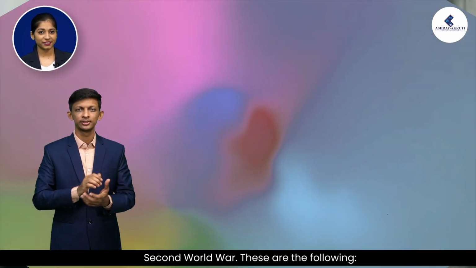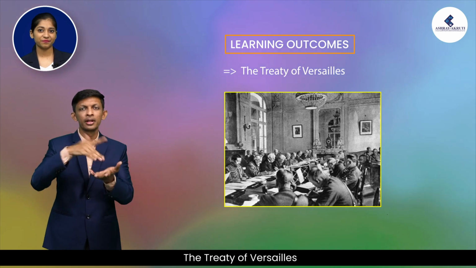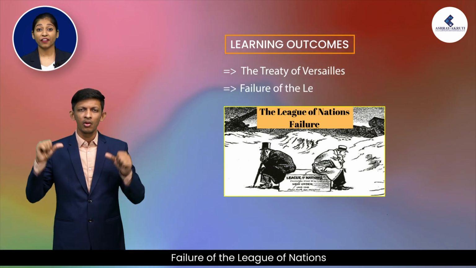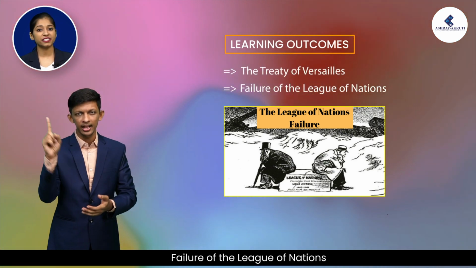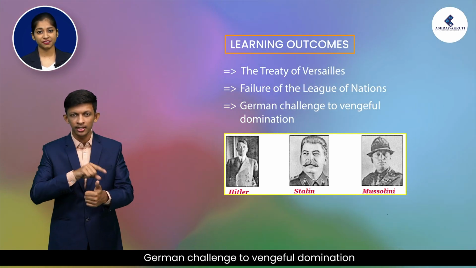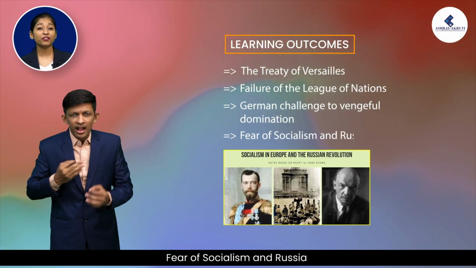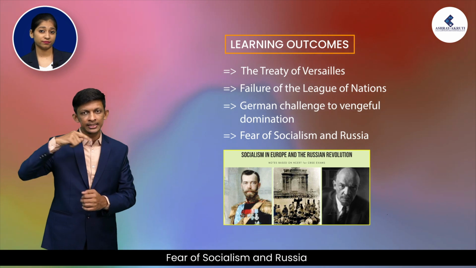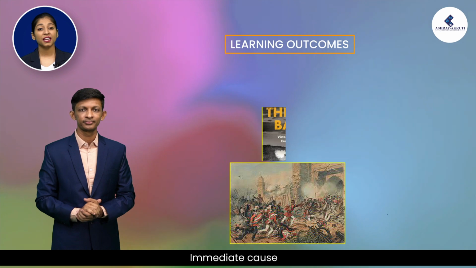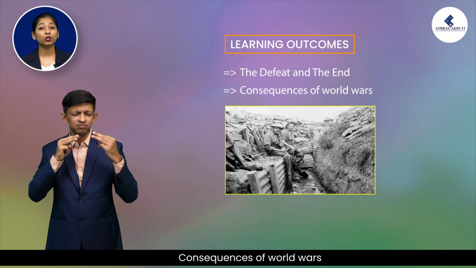These are the following learning outcomes. The Treaty of Versailles. Failure of the League of Nations. German challenge to vengeful domination. Fear of socialism and Russia. Immediate cause. The defeat and the end. Consequences of world wars.